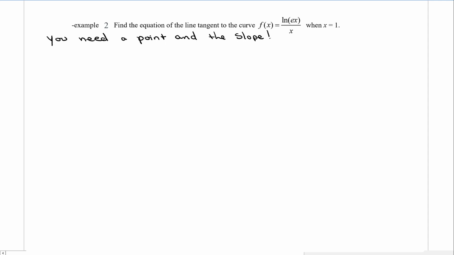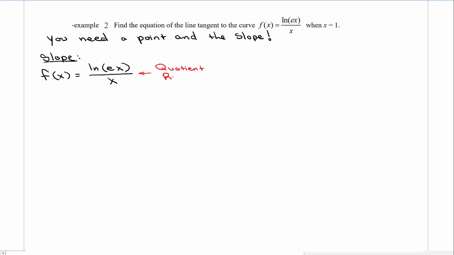Let's find the slope first. To find the slope, we're going to write down our equation f of x equals the natural log of, open up a set of parentheses, ex, close the parentheses, all over x. We're going to have to find the derivative of this. So I'm pointing an arrow at this equation and I'm writing down the words quotient rule because we're going to have to use the quotient rule to find this derivative.